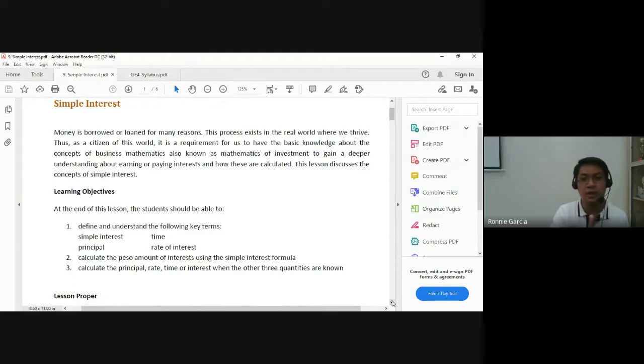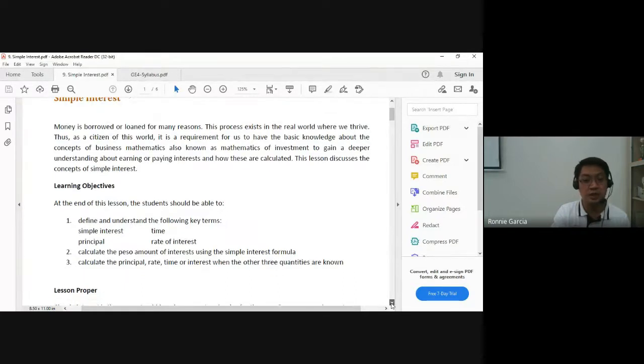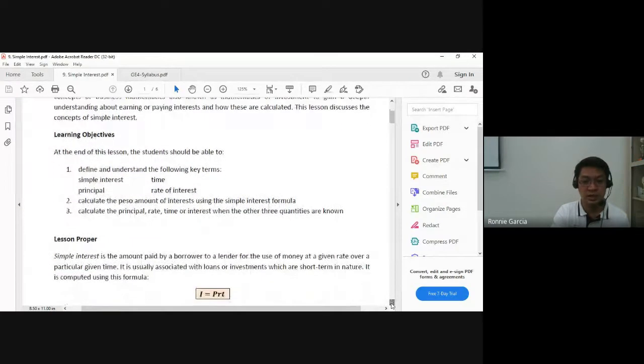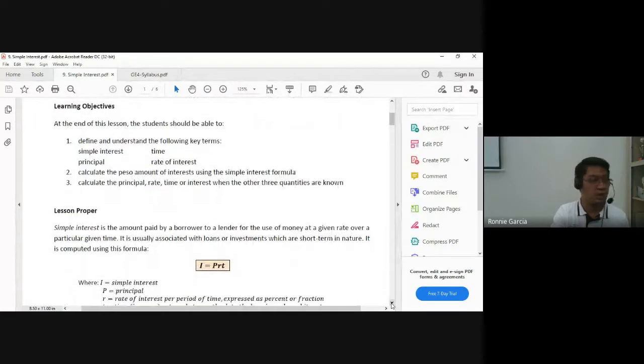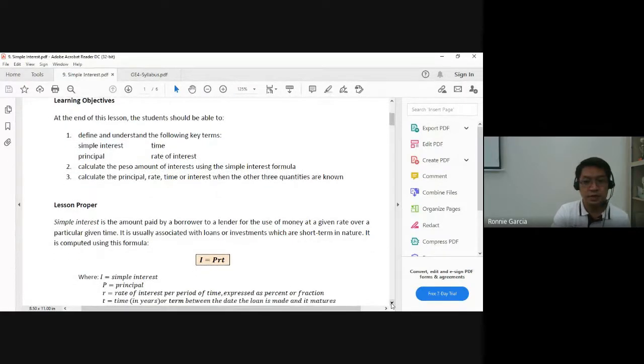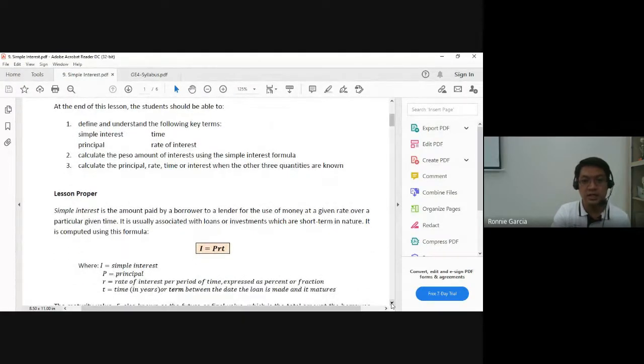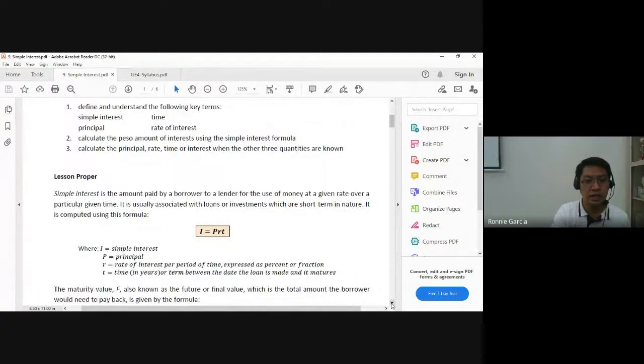That is the very basic formula that we will use. I, interest, is equal to PRT. That is the formula for the simple interest that Miss Ayop mentioned. That's it. I hope makita na ninyo. Simple interest is, kindly read the definition again.